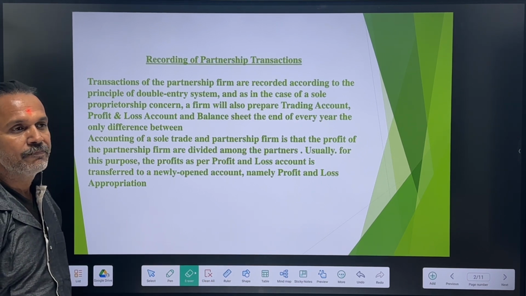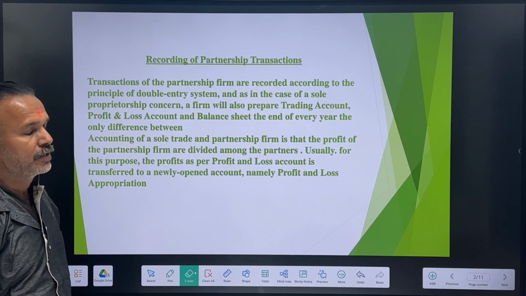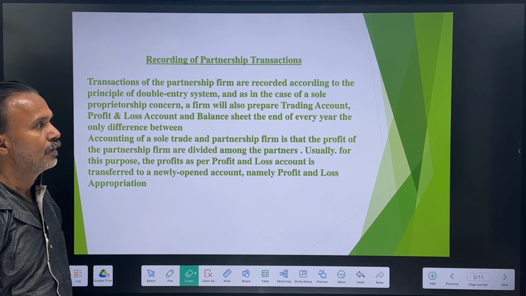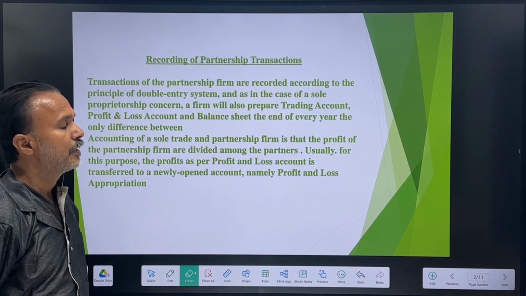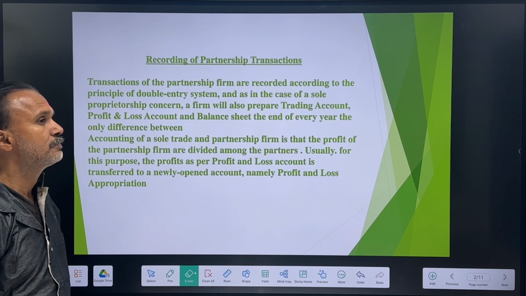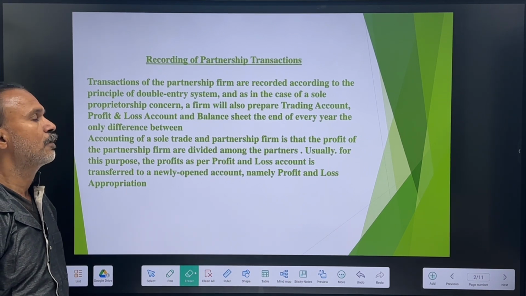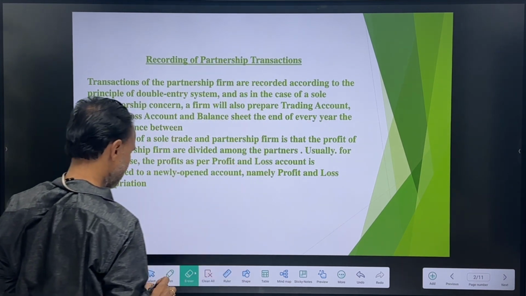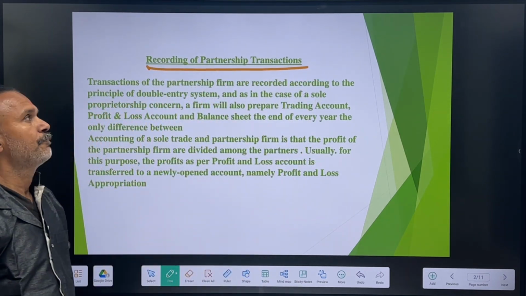What is partnership, what are the characteristics of partnership, rules applicable in the absence of partnership deed, interest on drawings, and methods of calculating interest on drawings. Now, today we start from recording of partnership transaction.